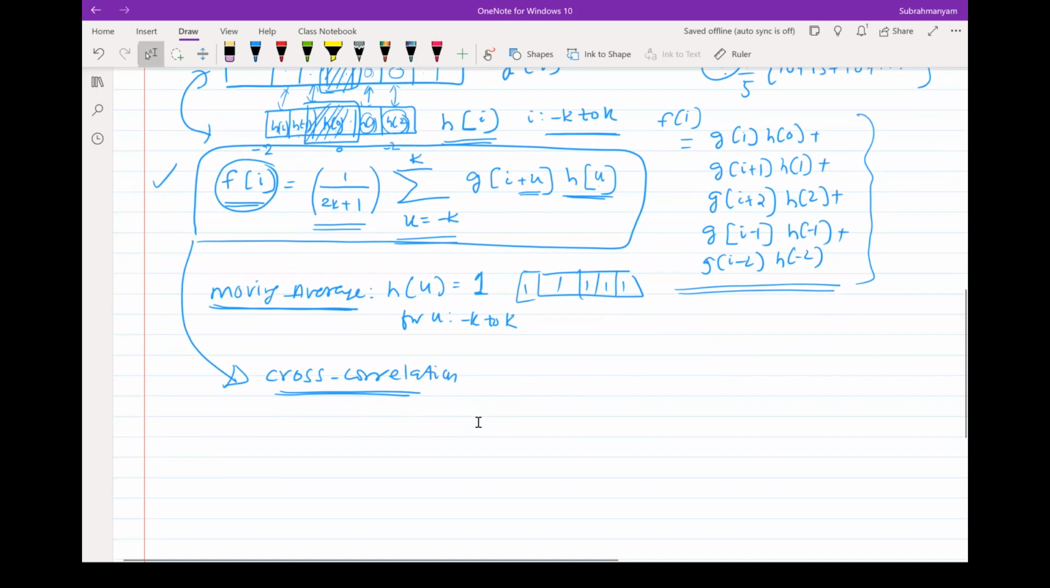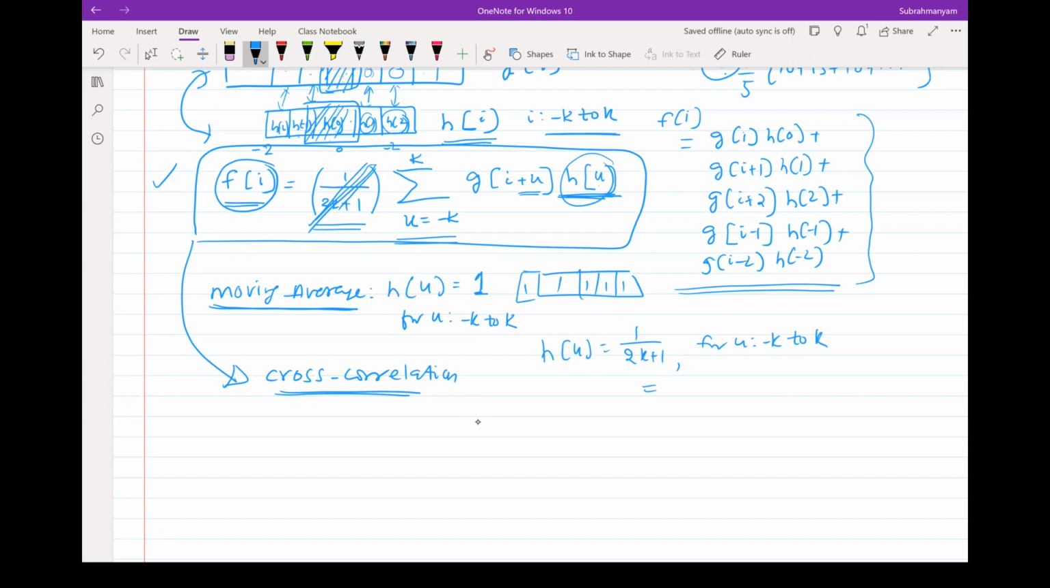Let me make one more modification now. Can I not take this 1 by 2k plus 1 into the weights itself? For example, instead of writing it this way, I would write h of u equal to 1 by 2k plus 1, for u varying from minus k to plus k. Then I could get rid of this normalization factor, which I would take inside this.